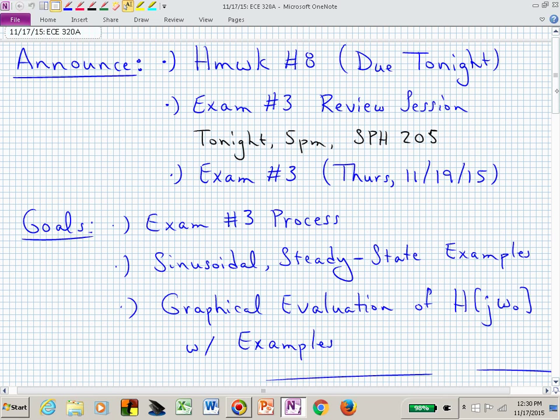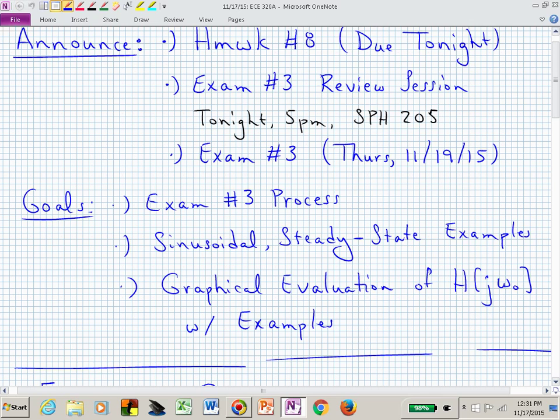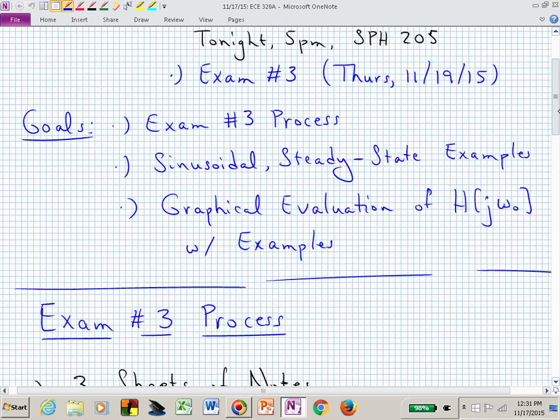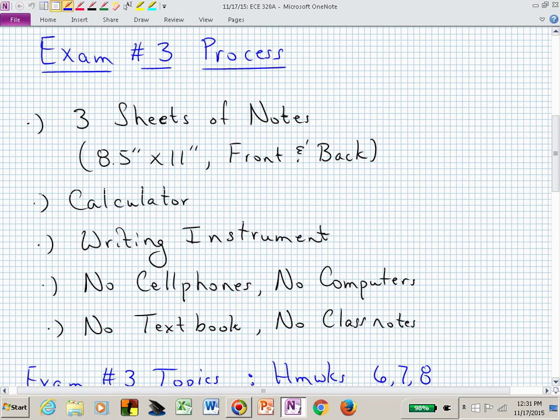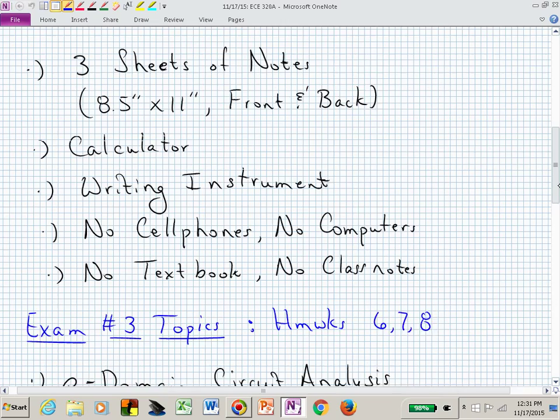And today what I want to do is quickly slide through what we'll do for exam number 3. The process is consistent with what we've done for the other exams. Then we will go through sinusoidal steady state examples and computing graphically H of j omega. The process for exam 3 is the same as the previous, except you get one more sheet of notes front and back. The topics are really the material from homework 6, 7, and 8.